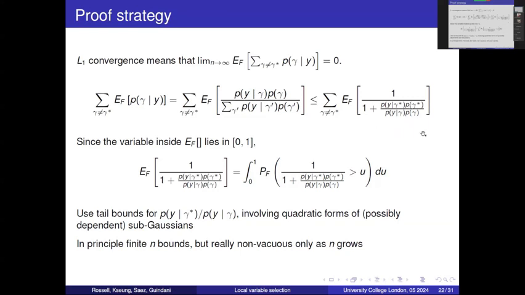And then the rest conceptually is very easy, because this term over here is a positive random variable. So its expectation is obtained by integrating its survival function, that is, its right tail probability function.